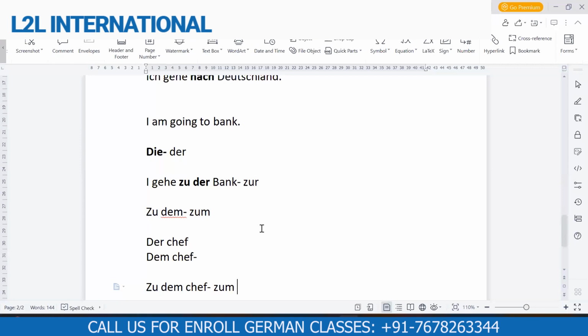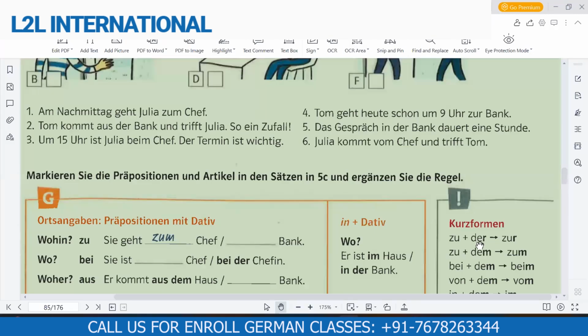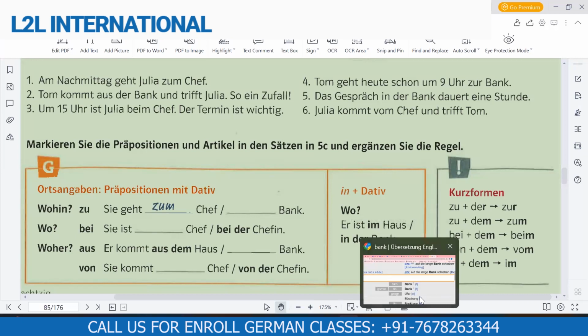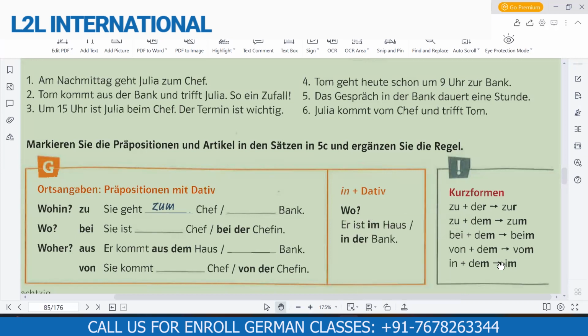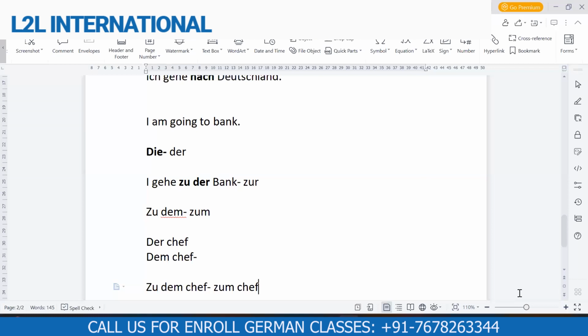That means "zum Chef". So in the book, the articles that you see, "der", "dem", these are not the nominative article, these are the changed article. Why has this become "der"? Because it was feminine, that's why it has been changed to "der". Why has "dem" happened? Because the article was "der", that's why it's changed to "dem". So we are changing the article into dative, then we are making it short form. We are not directly making the short form of masculine. We are changing the article first, then we are changing it to short form.